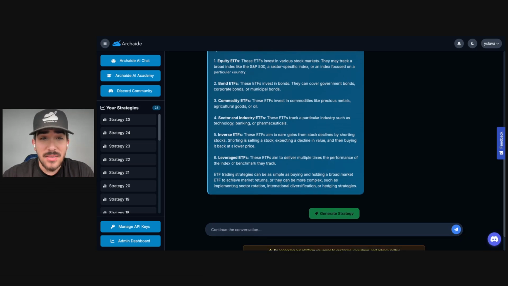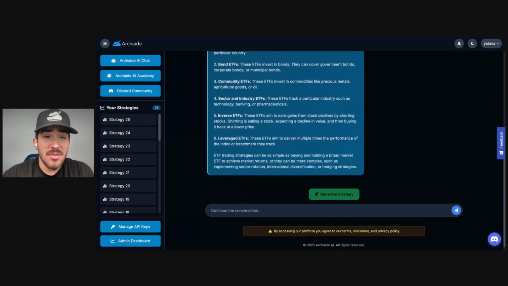Sector and industry ETFs. These ETFs track particular industries such as technology, banking, pharmaceuticals. Inverse ETFs. These ETFs aim to earn gains from stock declines by shorting stocks. Shorting is selling a stock, expecting a decline in value, and then buying it back at a lower price. Lastly, leverage ETFs. These ETFs aim to deliver multiple times the performance of an index or benchmark they track. ETF trading can be as simple as buying and holding a broad market ETF to achieve market returns, or it can be much more complex, such as implementing sector rotation, international diversification, or hedging strategies.